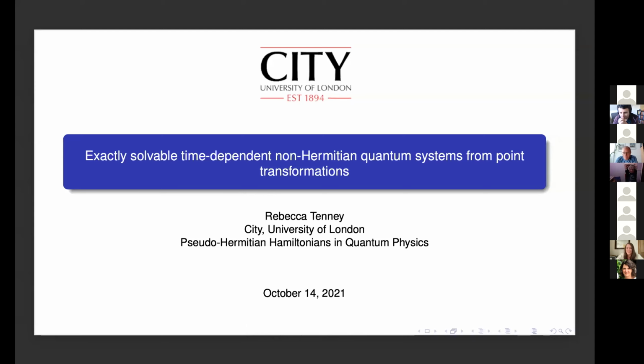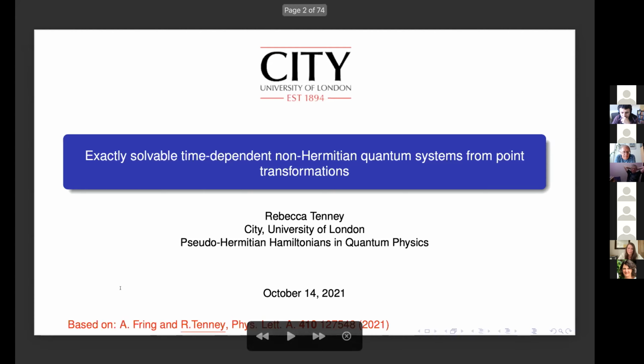Thank you. I'd first like to start by thanking the organisers for giving me the opportunity to discuss this work here today. It's been done with my supervisor, Andreas Ring. Recently, we've been looking a lot at new methods for determining Dyson maps for time-dependent non-Hermitian systems. So we've looked at some approximate methods and exact methods, and this is one of the exact methods which utilizes point transformations. It is based on this paper here.